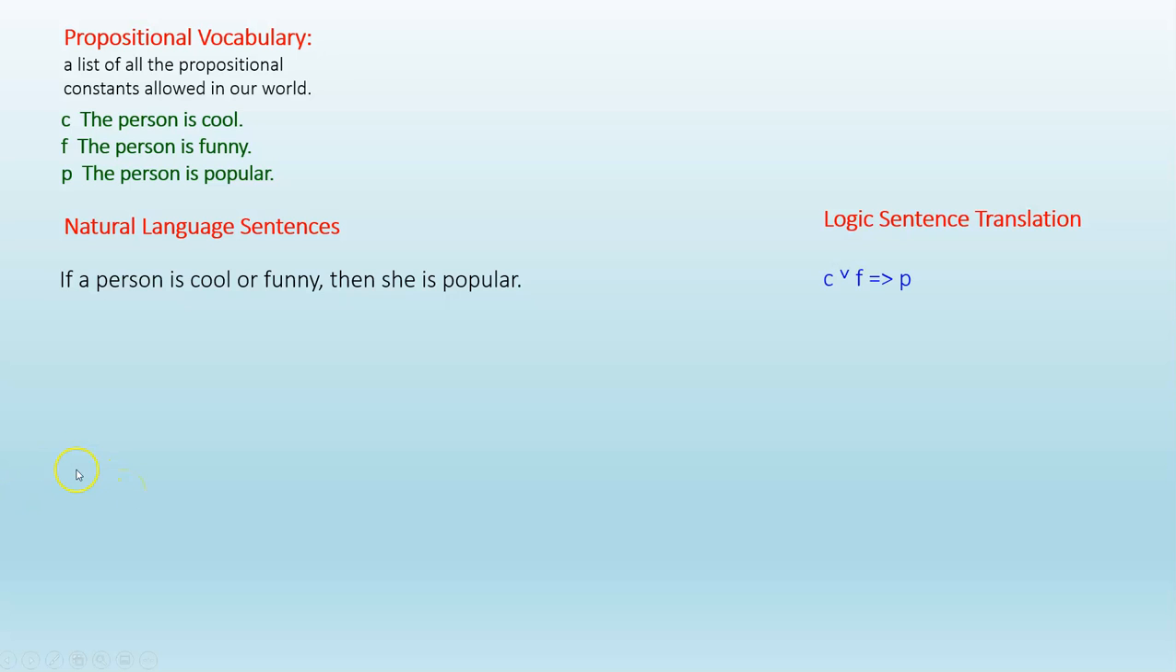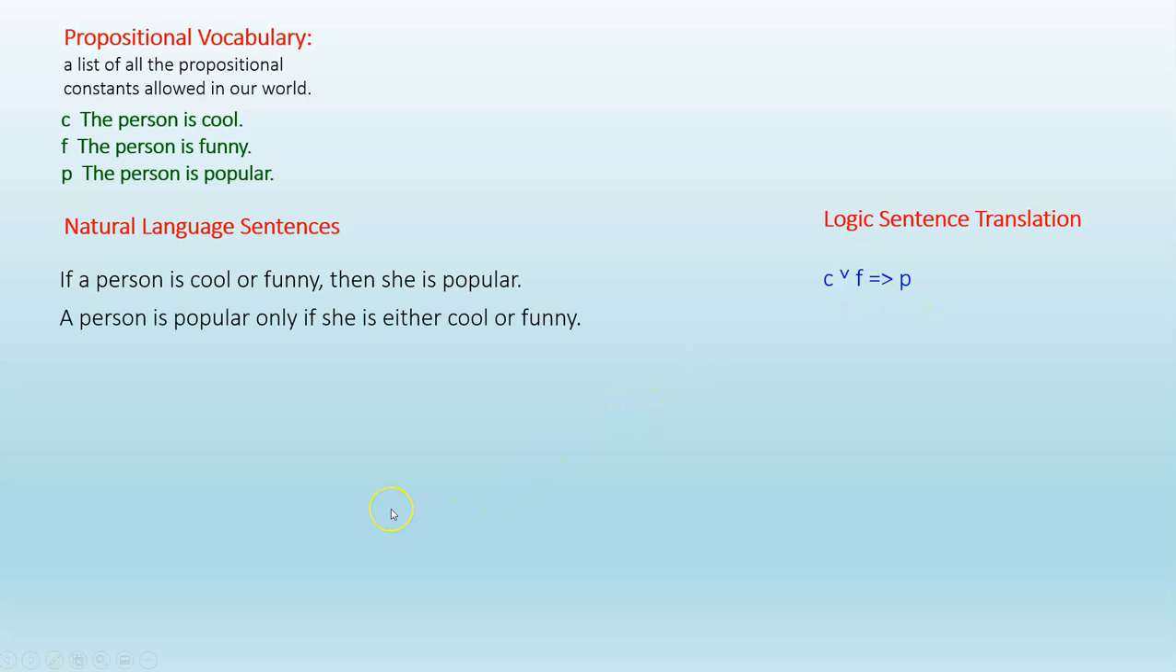So helping students to understand this, if we see the if-then, that means an implication. Everything between the if and the then is usually the antecedent, and anything after the then is usually the consequent. That's how we think about it.